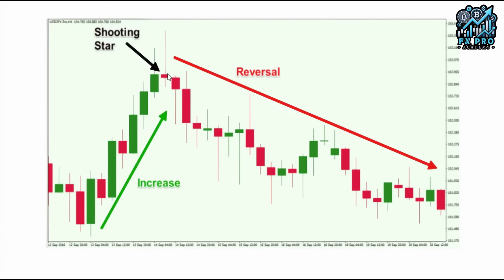Additionally, if the wick is longer, it indicates a stronger reversal. Going down here, going down. You can see the candles we've studied. This is a spinning top, representing the indecision of investors earlier.